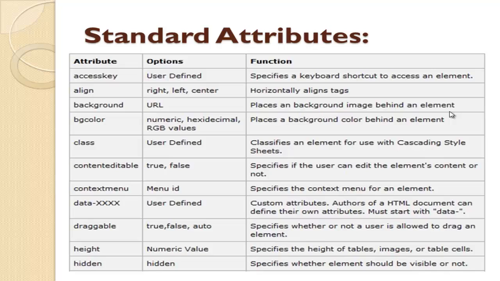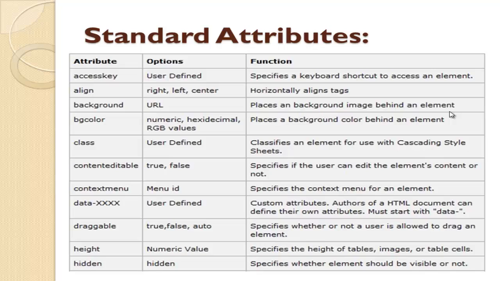Next attribute is class, which is user defined. It classifies an element for use with cascading style sheets. We can use this attribute to define a class, and it can be modified or formatted in the CSS file.